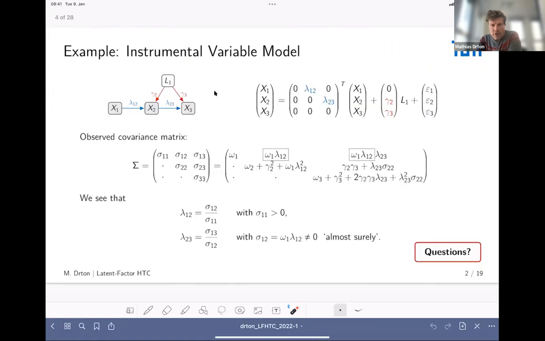And so I thought I'm going to already take a little breather here and ask if there are any questions about the models, the setup. I assume many of you know this very well, but perhaps there are some questions.